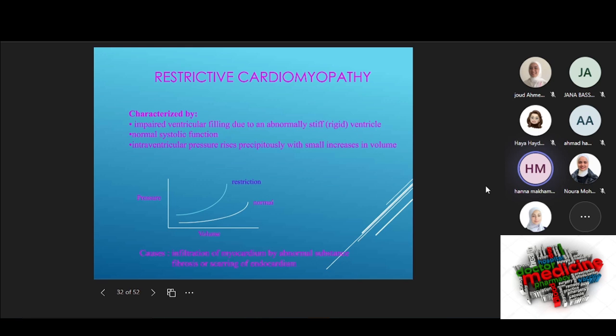This means elevation in pressures with any filling volume. This means I have diastolic dysfunction. So diastolic dysfunction is failure to comply with the volume. The ventricle is less compliant and stiff, so it would not adapt to any volume. So intraventricular pressure rises with small increases in volume, as you can see in this graph. In the normal situation, as volume increases, pressure increases but reasonably. Here, with any volume, the pressure is multiplied. So the increased pressure means the wedge pressure will rise and the patient will enter heart failure.